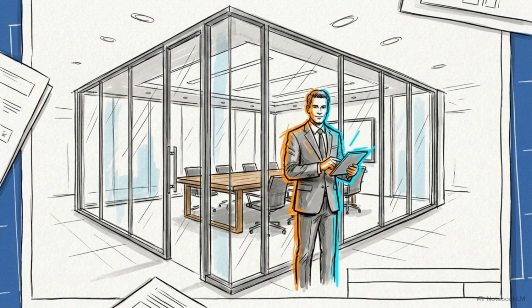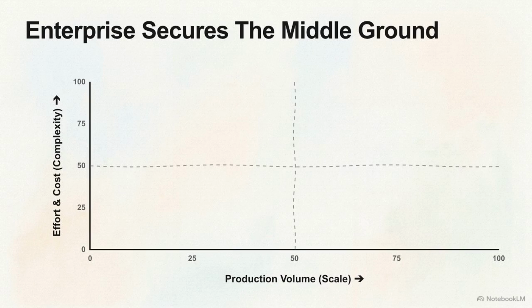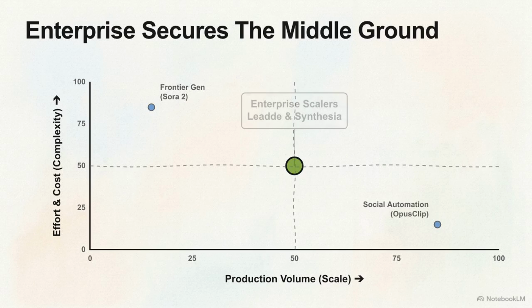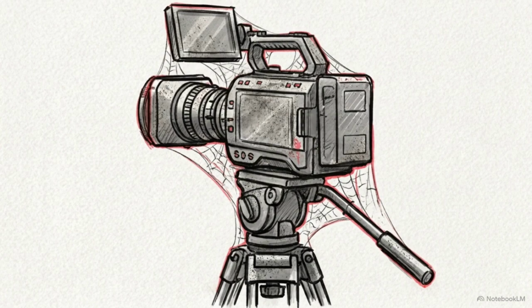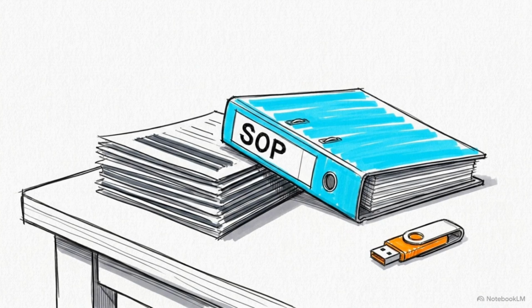Our second persona is the enterprise scaler. Your priority is standardizing corporate knowledge and internal communications. Looking back at our map, enterprise tools sit right in the middle. They output high volume, but they require moderate effort to configure correctly. For this workflow, you don't use cameras at all. Your input is static documentation. You upload existing standard operating procedures, PDFs, or PowerPoint decks.